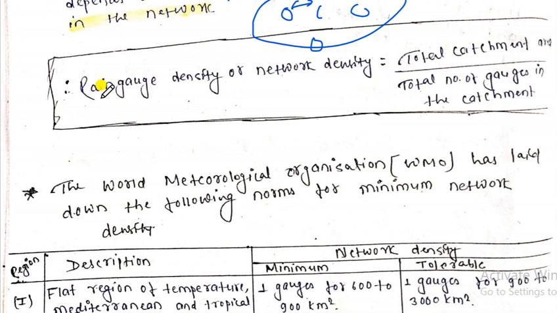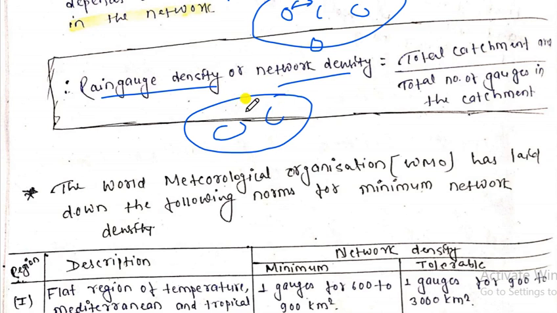Similarly, we need to study the rain gauge density, or network density. It is nothing but the total catchment area divided by the number of rain gauges used in that catchment. So this is the rain gauge density, or network density, and it is very essential for competitive exams. So we have to analyze all these things very clearly. Hope you understood till here.